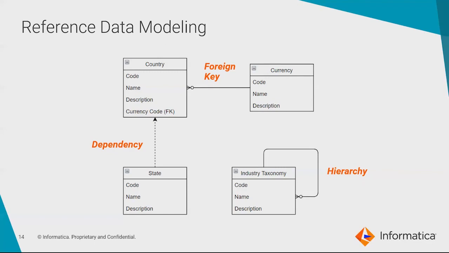We can also talk about hierarchies. So for example, if we want to include a code list for the NAICS list of standard industry taxonomy, which is a hierarchical list, then all we need is a code, name, and description, and we can define that as a ragged hierarchy or unlimited number of levels, so that we can have that hierarchical relationship as well.